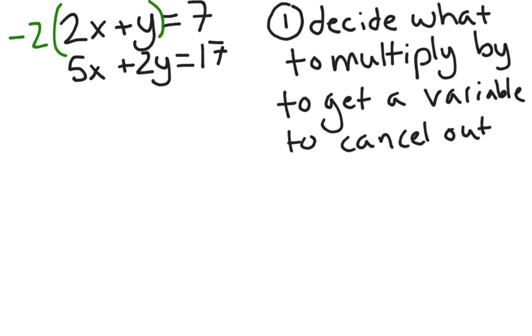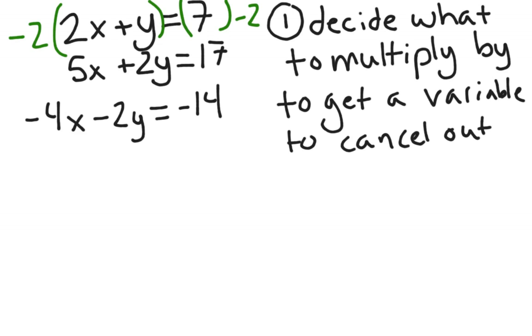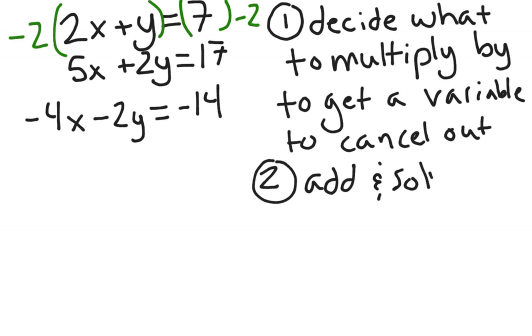And both sides. That means my new system of equations is going to be -4x minus 2y equals -14. I am now going to move on to step 2, which is add and solve. Again, it would be a great time to pause the video and write down step 2.